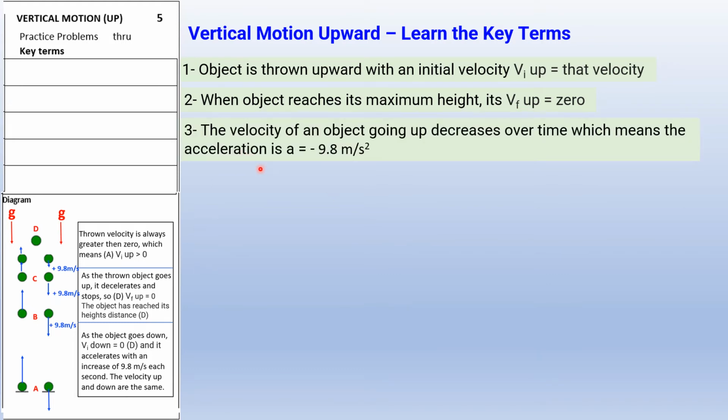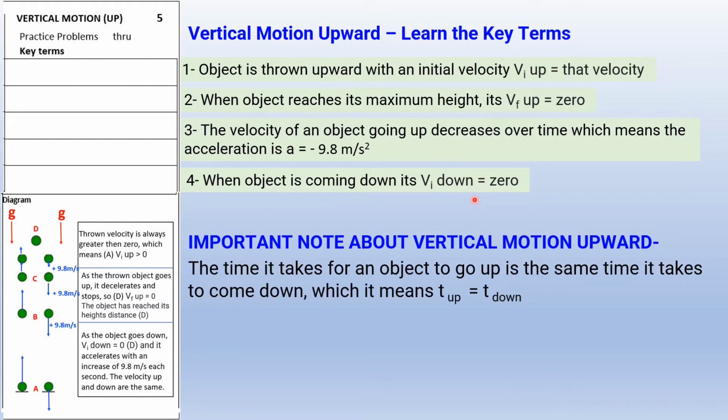Number 3, the velocity of an object going up decreases over time, which means the acceleration is negative 9.8 meters per second squared, or in other words, it is decelerating. Number 4, when the object is coming down, its initial velocity down is equal to 0.